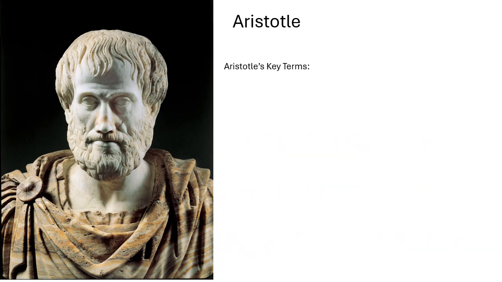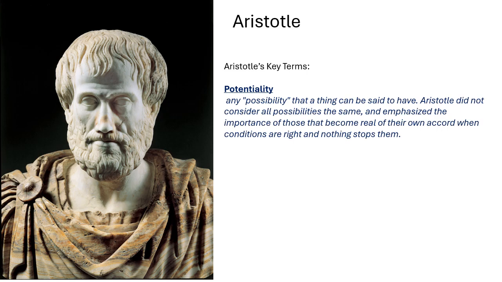So, other key terms then. Aristotle places a key emphasis on the words potentiality and actuality. So, potentiality is any possibility that a thing can be said to have. Something that it might be able to achieve given the right conditions in the future, that it might turn into, such as an acorn has the potentiality to turn into an oak tree. Given the right conditions, the right amount of time, and nothing stopping it, it will turn into an oak tree.